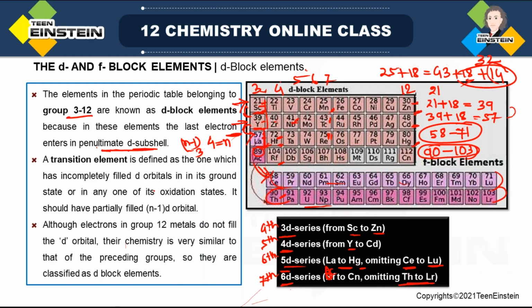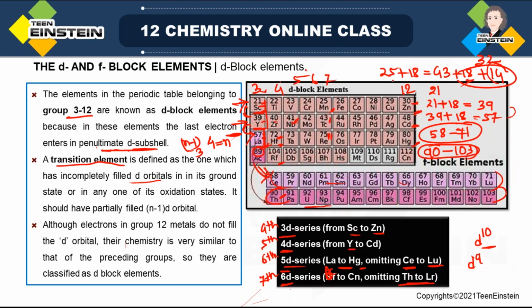A transition element, see, this is a new term that we are seeing here. It is defined as the one which has an incompletely filled d orbital. Now the d orbital maximum capacity is 10 electrons. That means when it is up to 9, starting from d1, d2, d3, in this way, when you reach d9, then also it is not fully filled. So they will also be called transition elements. But when it is d10, now it is completely filled. You cannot say that it is incompletely filled in its ground state.